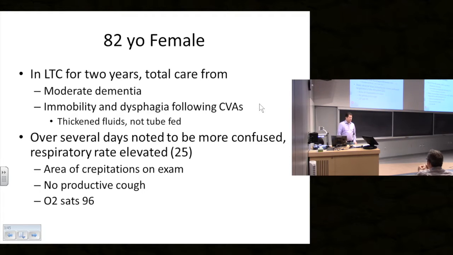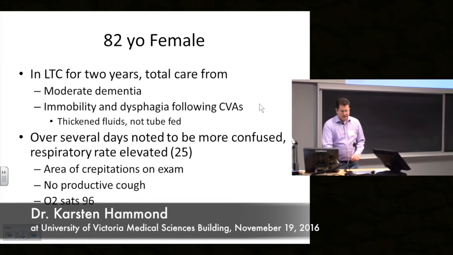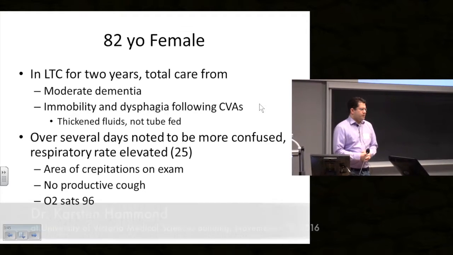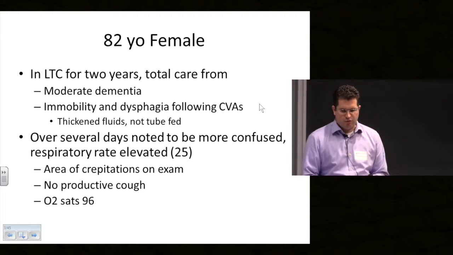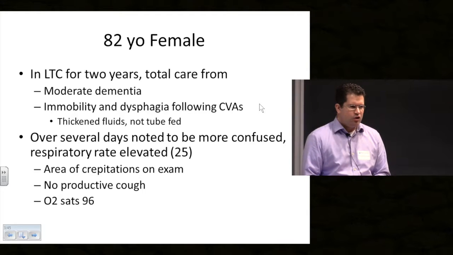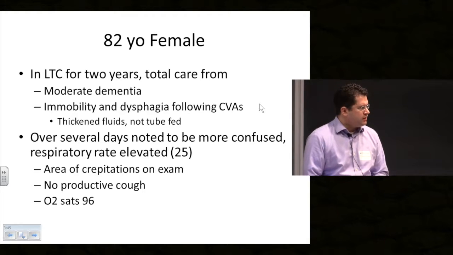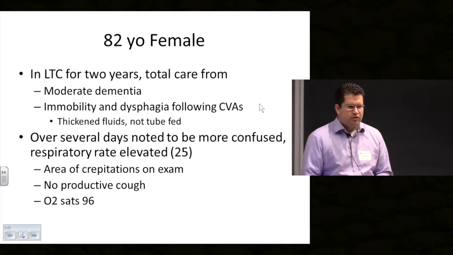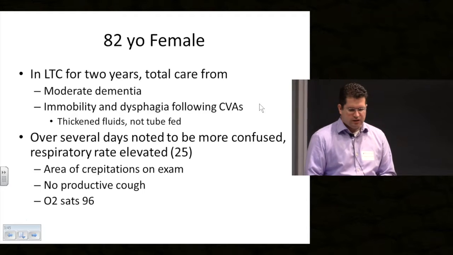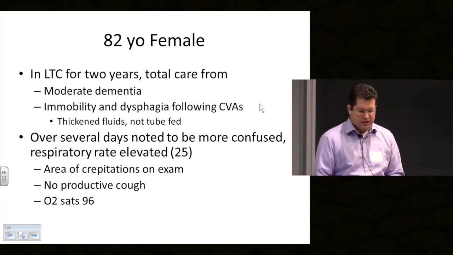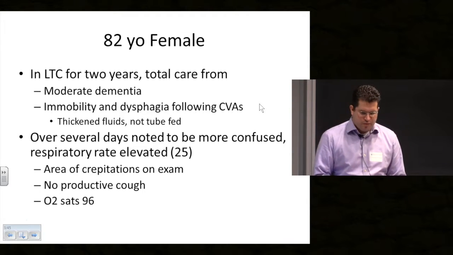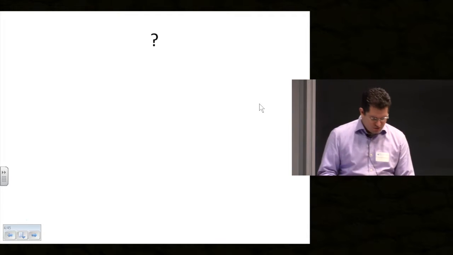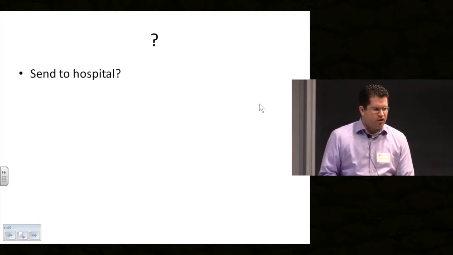To frame the questions we're thinking about, consider an 82-year-old woman who has been in long-term care for a variety of reasons, debilitated for several years, and you're called because the nurses note her to be increasingly confused, and her respiratory rate is elevated. She's working a little bit harder. There seems to be an area of crepitations, but she's not making any sputum, and her O2 sats aren't too bad yet. So the questions are, do we send her to hospital?